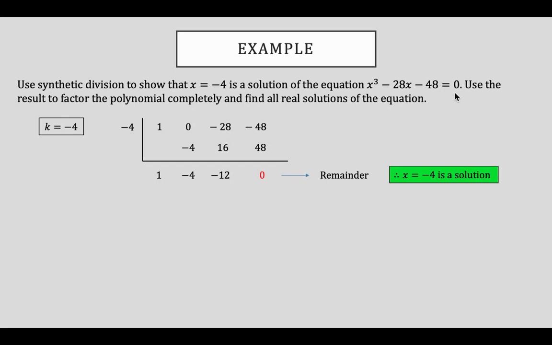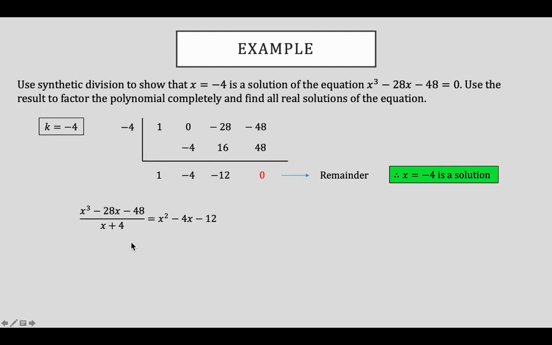So let's think about the division that we actually just completed. We just took x cubed minus 28x minus 48 and divided it by our divisor. Remember, the divisor for synthetic division is in the form of x minus k. Well, if k is negative 4, that means we actually divided x cubed minus 28x minus 48 by x plus 4. And what did we get for our quotient? 1x squared minus 4x minus 12. Again, notice that those values all match up.